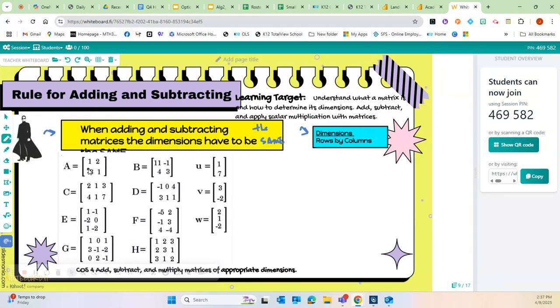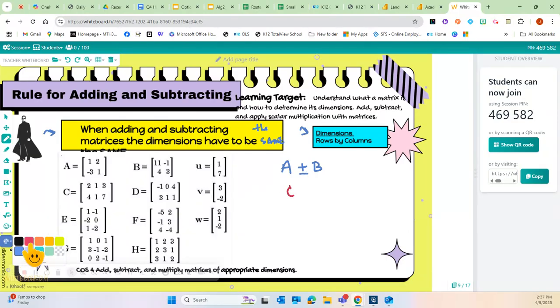So let's take matrix A. We could add matrix A with matrix B because matrix A has 2 rows and 2 columns. Matrix B also has 2 rows and 2 columns. So we're only going to be able to add or subtract if our matrices have the same dimensions. So let's move on to matrix C. And we would be able to, let's go back and put add or subtract.